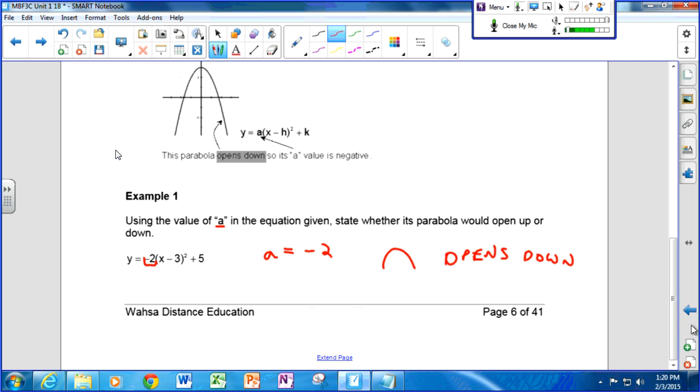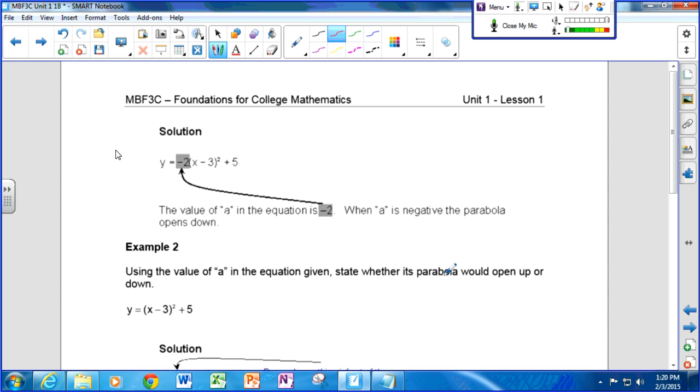lesson here. So now we're on page 7, right at the top of page 7. And they show us that indeed the value of a is negative 2. So as you're going through this lesson, take a look. Whenever you're substituting an a, an h, or a k, make sure that you're getting the sign as well, the sign that you need. All right. So here's example 2, and it gives a solution right there.